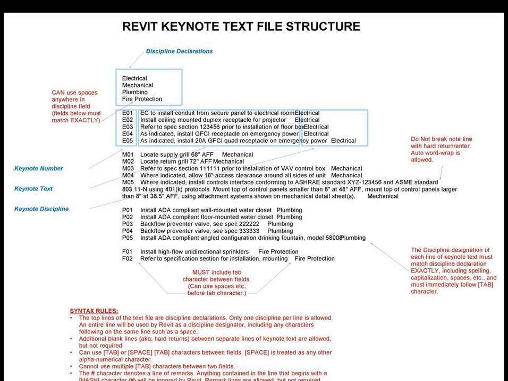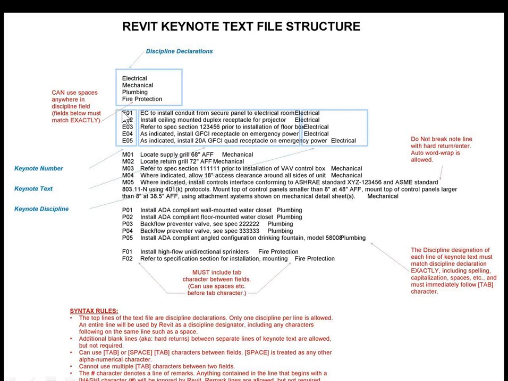Just a little more on the syntax and the structure of the file briefly. At the top blue box is my discipline declarations, and I believe you can also put these throughout. Maybe I could put just electrical at the beginning of the electrical section, mechanical at the beginning of the mechanical section, plumbing at the beginning of the plumbing section. I have not played around with that, so I can't guarantee that for sure. So at the top I have my discipline declarations.